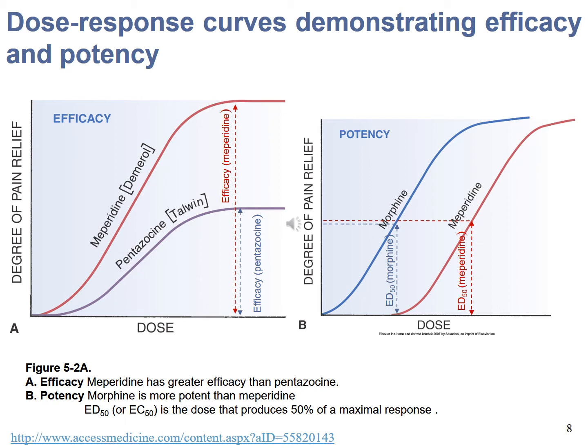Now for potency, if you look at the two curves, morphine and meperidine, in order to determine the potency, you have to look at the ED50, the dose that produces 50% of the maximal response. And you see that the dose for morphine is smaller than the dose needed for meperidine to produce the same degree of pain relief. So that means that morphine is more potent than meperidine.